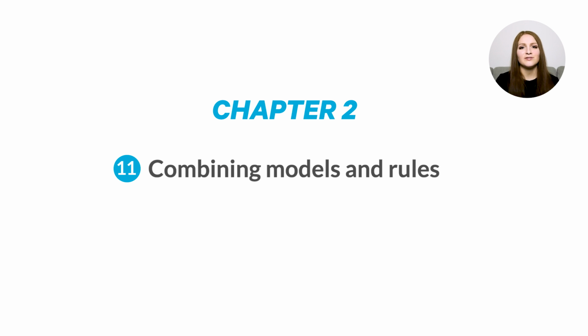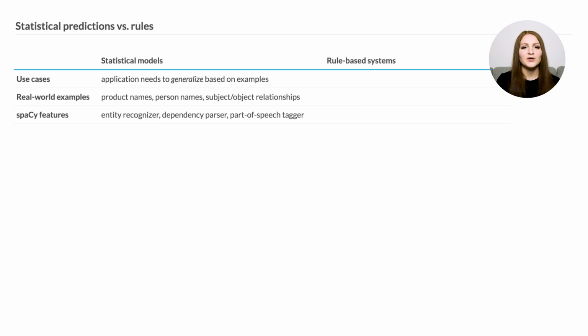Combining statistical models with rule-based systems is one of the most powerful tricks you should have in your NLP toolbox. In this lesson, we'll take a look at how to do it with spaCy. Statistical models are useful if your application needs to be able to generalize based on a few examples. For instance, detecting product or person names usually benefits from a statistical model. Instead of providing a list of all person names ever, your application will be able to predict whether a span of tokens is a person name.